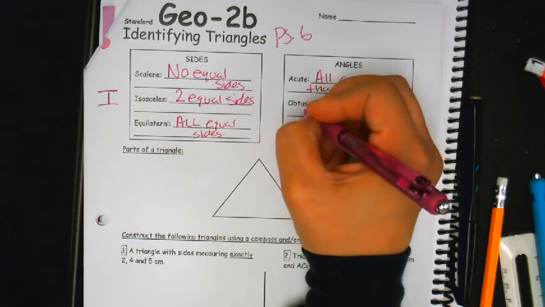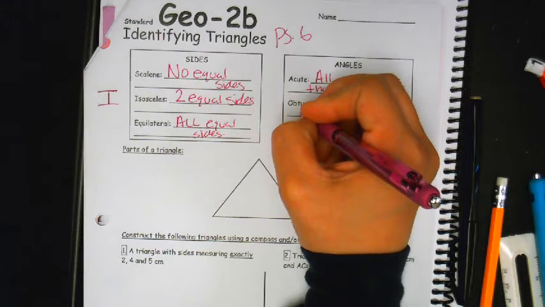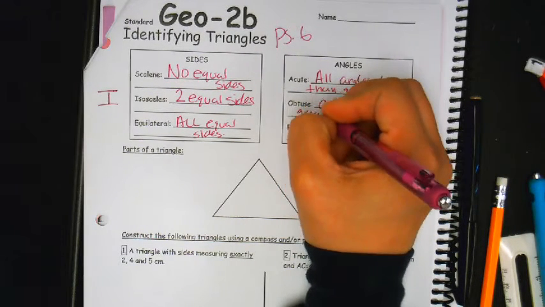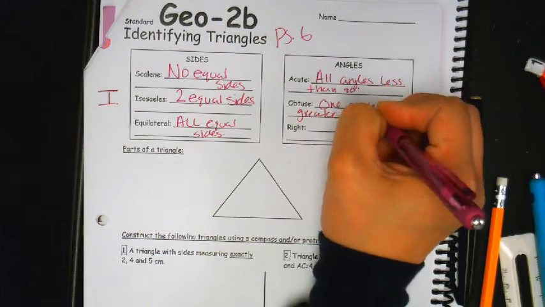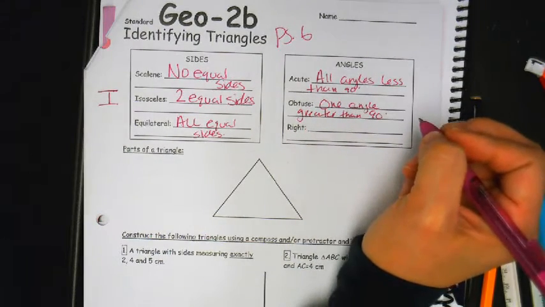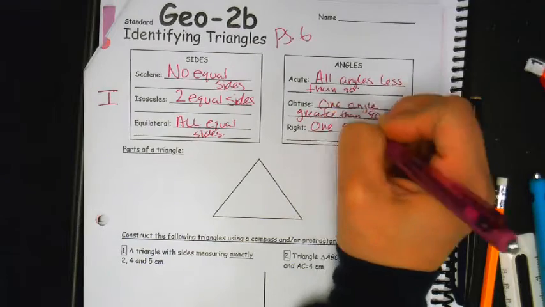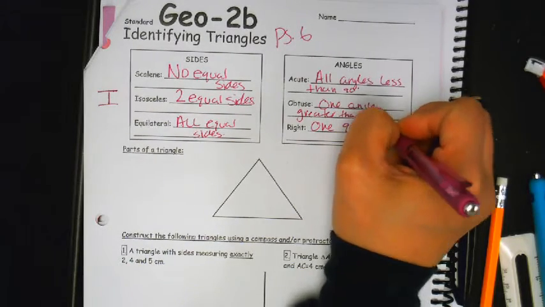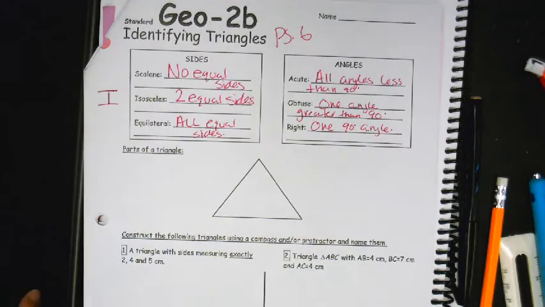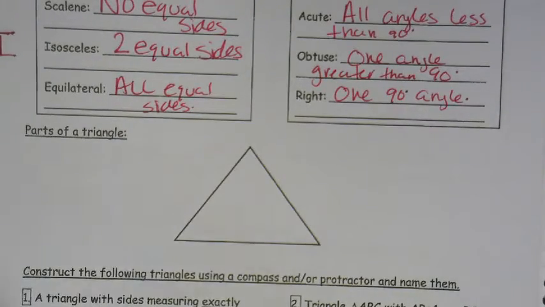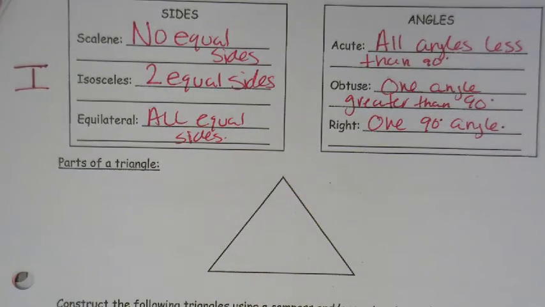One angle greater than 90 degrees. And write 90 degrees. One 90 degree angle. Okay? So an acute, they all have to be less than 90. All of them. Obtuse, one of them is obtuse. And then a right is one 90 degrees. Correct.